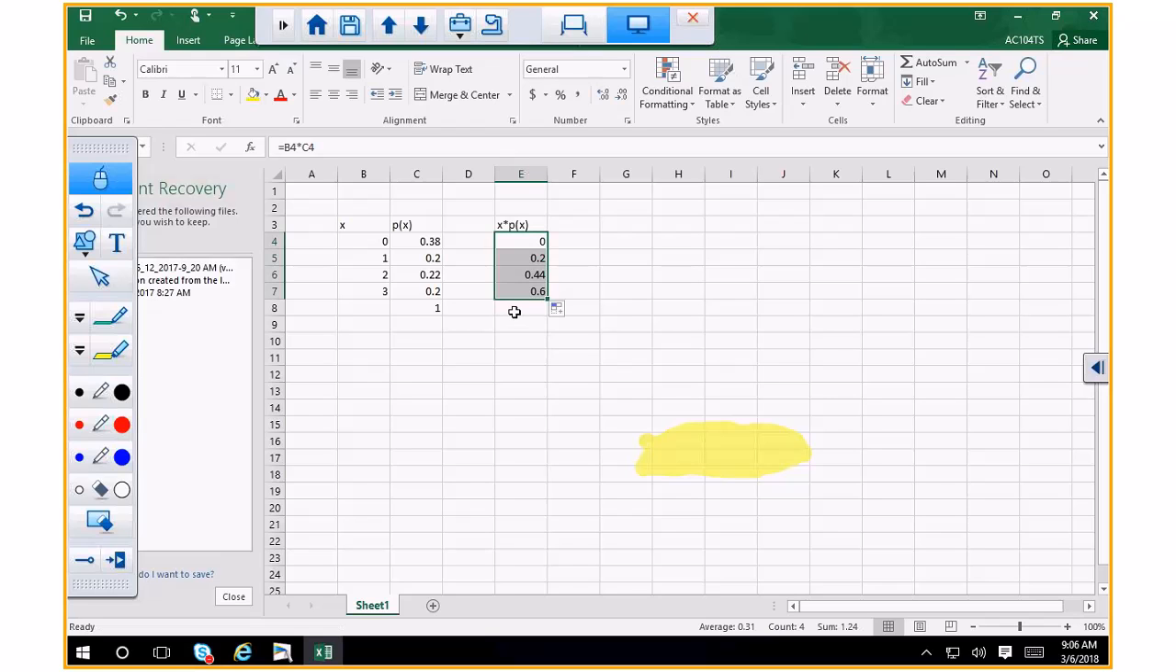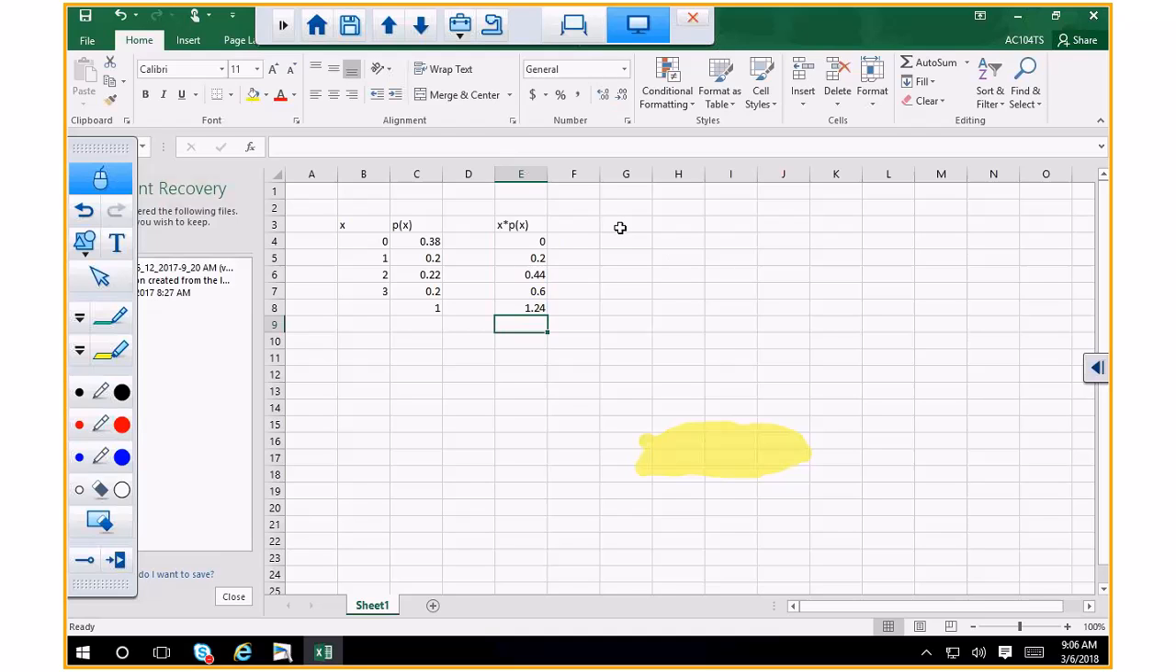And then what do I do with those numbers? Add them. Thank you. Appreciate that interaction. So the mean is 1.24. All right? Now, if you wanted to find the mean, you would take 0, 1, 2, 3, add them up, and divide by 4. But that's going to be very inaccurate. 6 divided by 4 is 1.2 something. Okay?